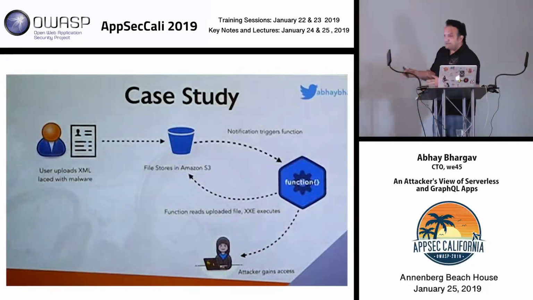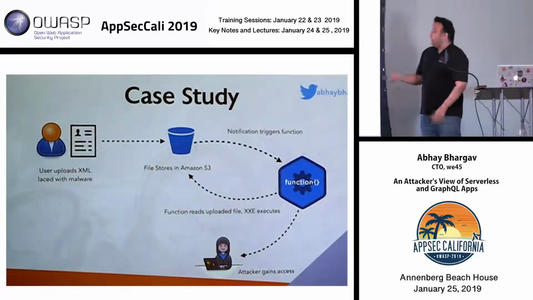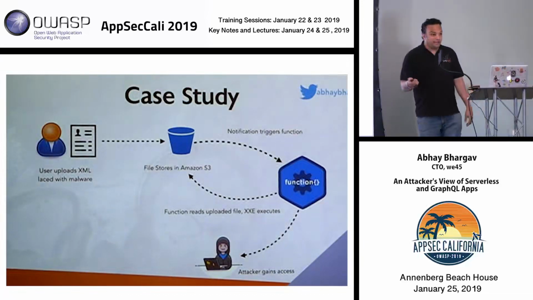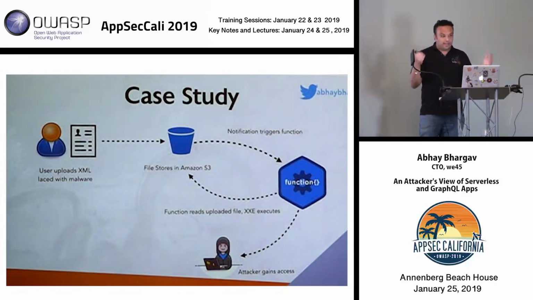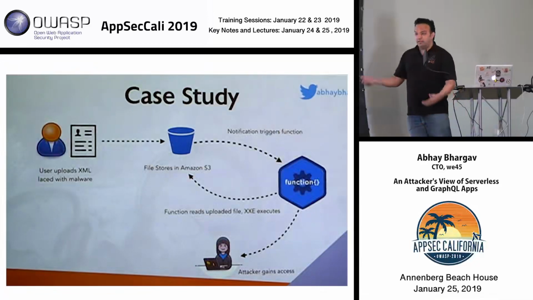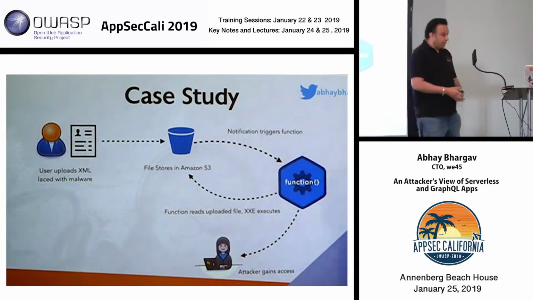So this is a simple case. I'm going to simulate this case. The user uploads an XML file to S3. My function is running a really crappy XML parser, which is vulnerable to XML external entities. I read the XML, and of course, the user is now able to do something malicious.